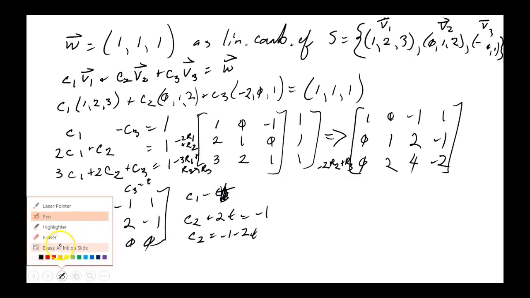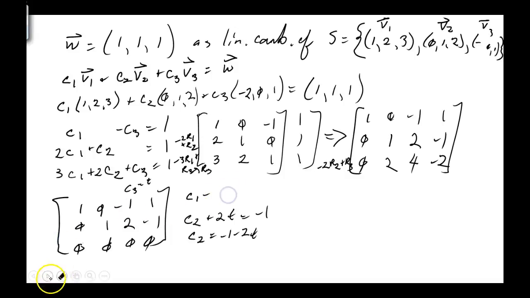minus T is equal to 1. So this implies that C1 is equal to T plus 1, C2 is equal to minus 1 minus 2T, and C3 is equal to T. Now, this system has infinitely many solutions, but every one of them is of this form: C1 is equal to T plus 1 or 1 plus T, it doesn't matter, C2 is equal to minus 1 minus 2T, C3 is equal to T.